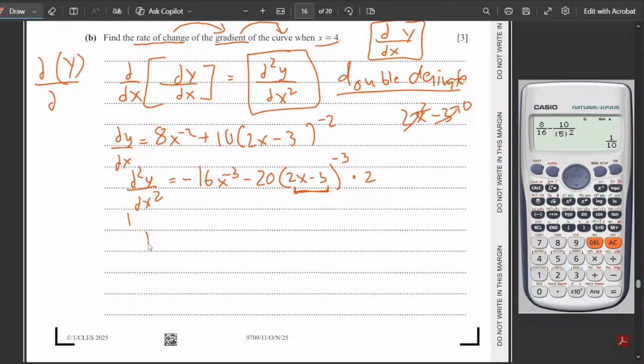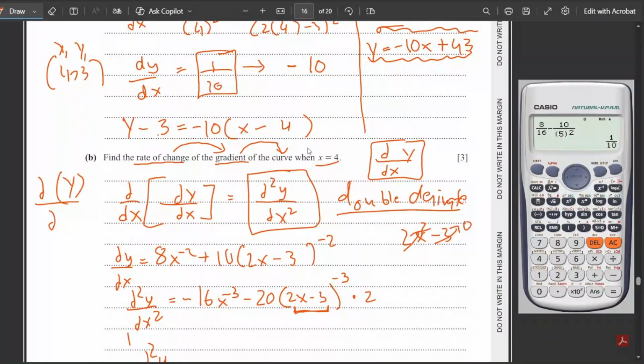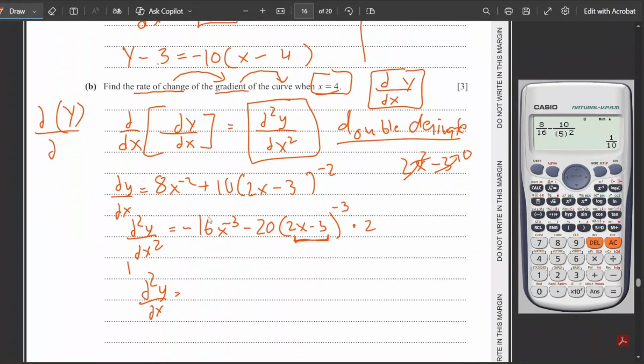So the double derivative, d squared y over dx squared, I have to find when x is equal to 4. So I put a 4 in place of x here and here, and I get negative 16 times 4 raised to the power negative 3, and then this 20 times 2 gives negative 40, so negative 40 times (2 times 4 minus 3) raised to the power negative 3. I press equal, and this is equal to negative 57 over 100.